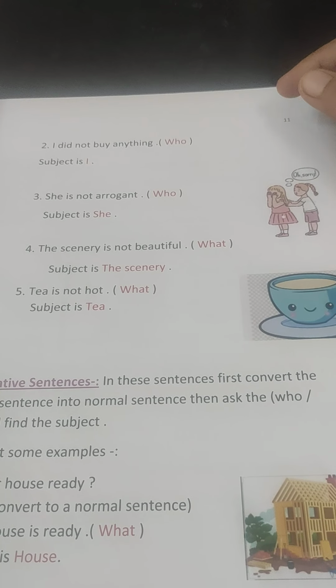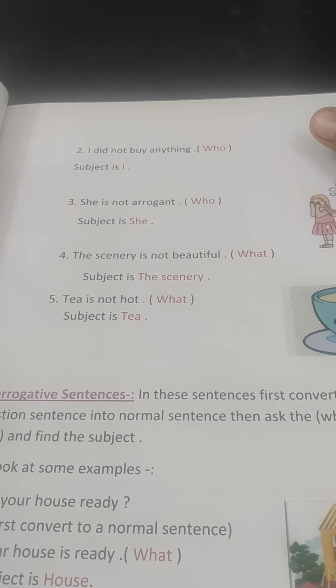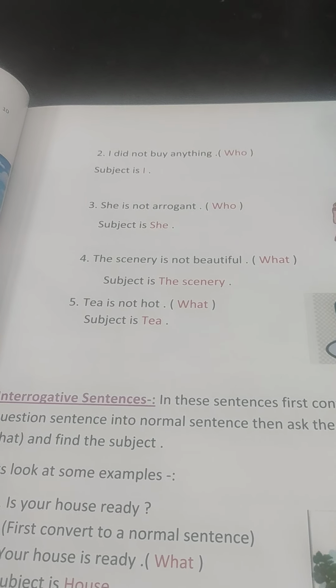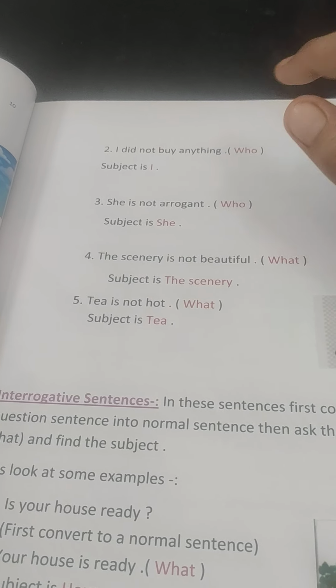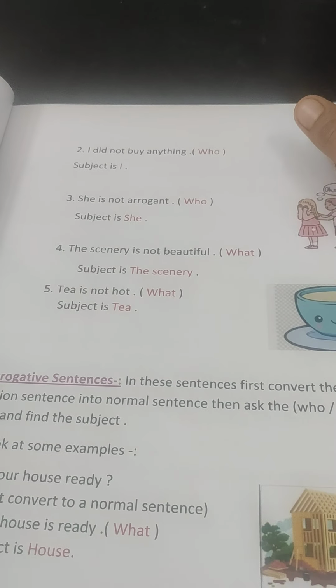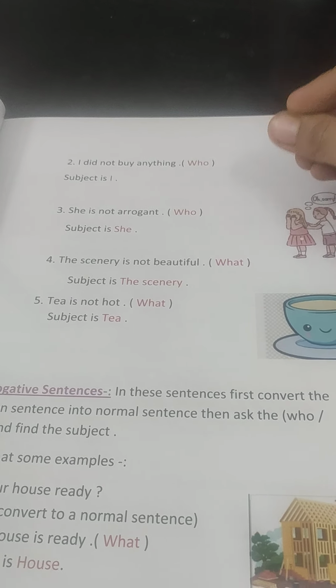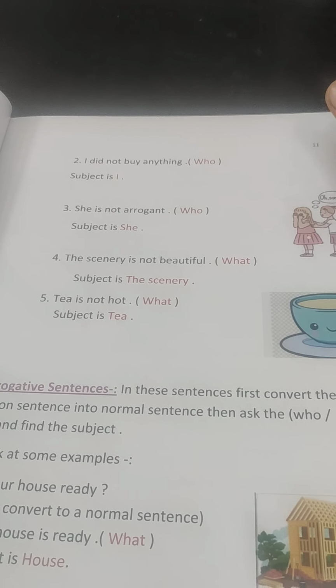I did not buy anything. I is a person. So ask the question as who did not buy anything? Answer is I. She is not arrogant. So she is a person. So who is not arrogant?